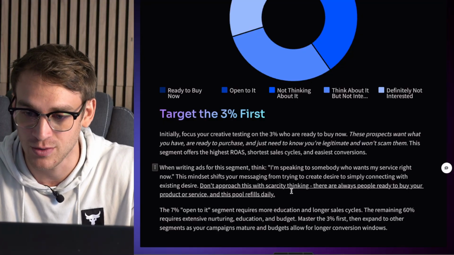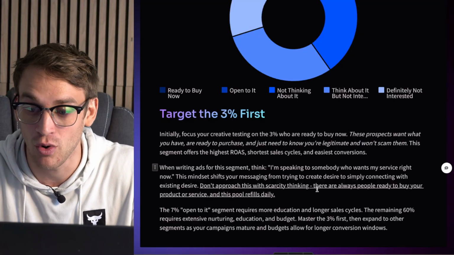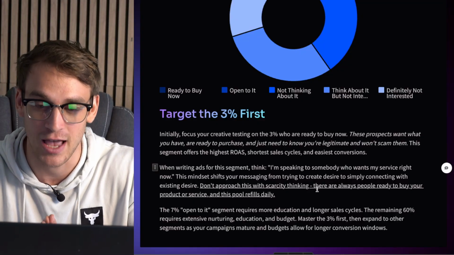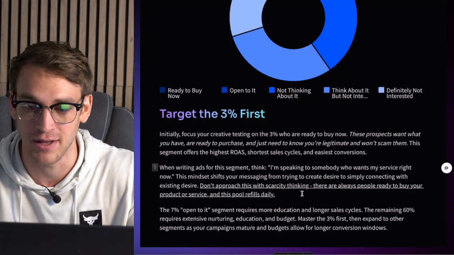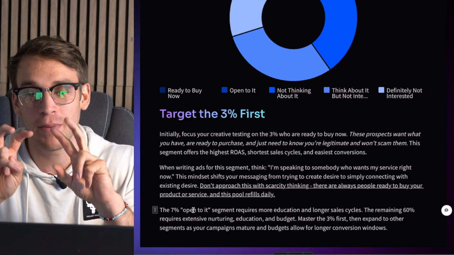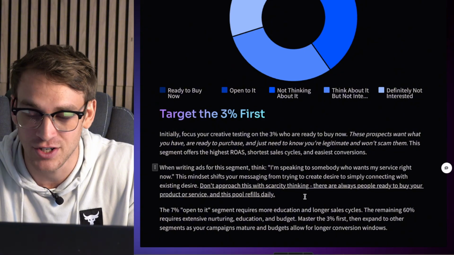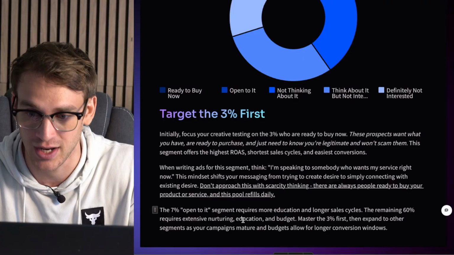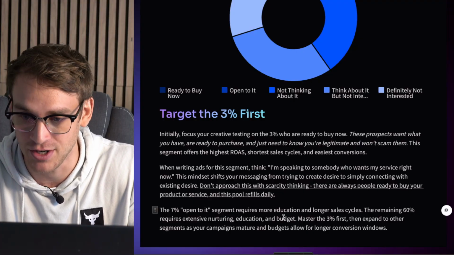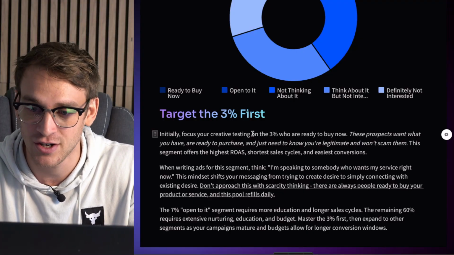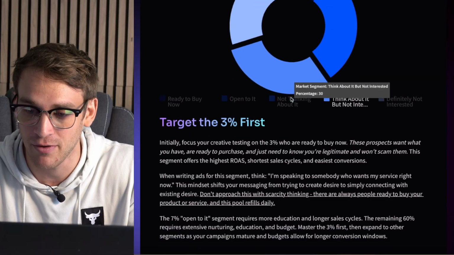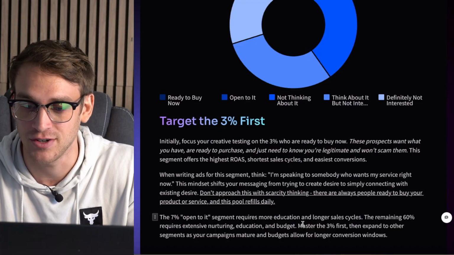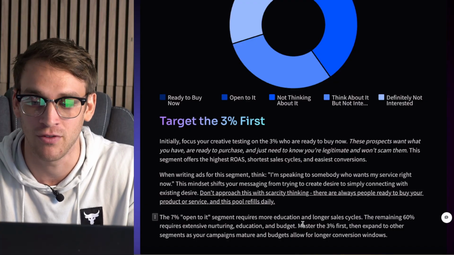Don't approach this with scarcity thinking. There are always people who are ready to buy your product or service, and this pool refills daily. Okay, people move in and out of these different segments daily. These 7% who are more open to your service require much more education and longer sales cycles. The remaining 60% requires extensive nurturing, education, information, and budget to reach them and convert them. So master speaking to this little pocket of people first, the people who actually want the stuff you're selling, and then expand to other segments as your campaigns mature and budgets allow for longer conversion windows.